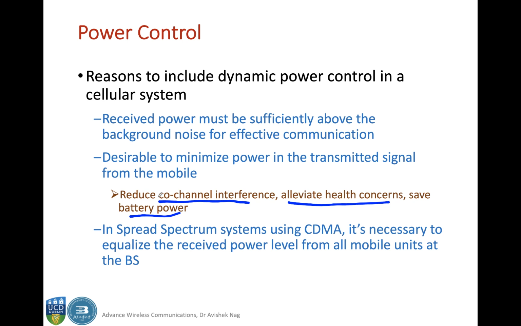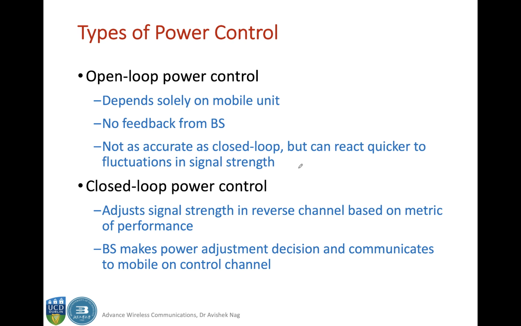When we study spread spectrum systems using CDMA, you will see that it's necessary to equalize the received power level from all mobile units at the base stations. So for all these things, you need power control. And then there are two types of power control: open loop power control versus closed loop power control. In open loop power control, it depends solely on the mobile unit, so there is no feedback from the base station, and it is not as accurate as closed loop because of this.